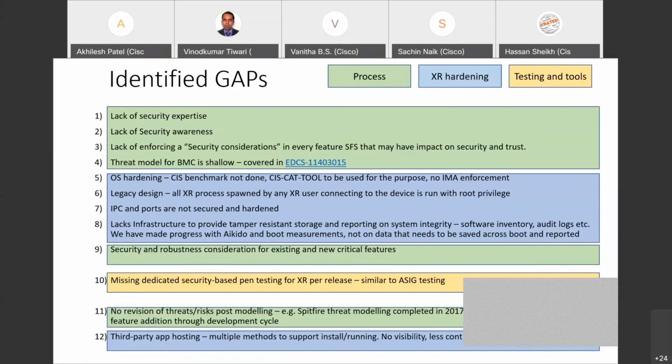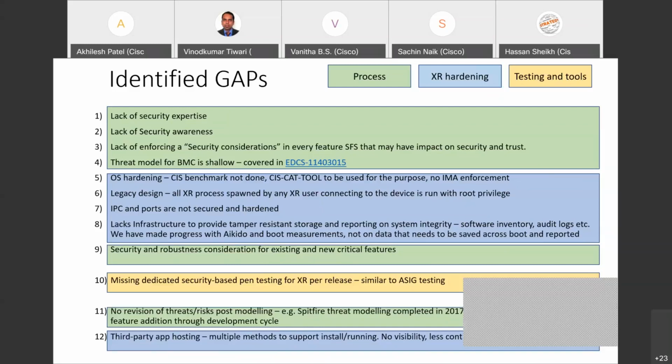From the XR hardening area, high-level areas where OS hardening is required: we have some legacy design where XR users can connect with root privileges. There are some IPC and ports which are not secured, and there lacks some infrastructure, especially when we have to store the data on boot and report it. For the process, we also saw security and robustness consideration was required.